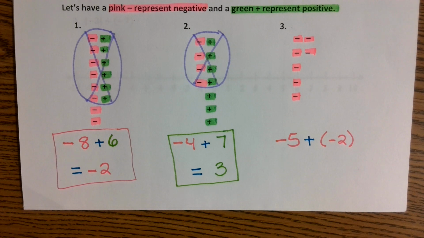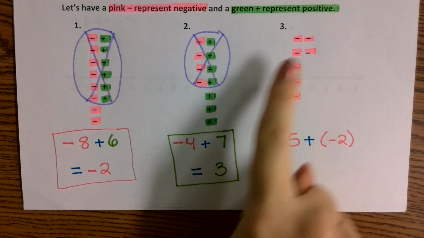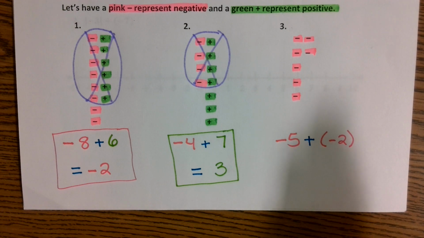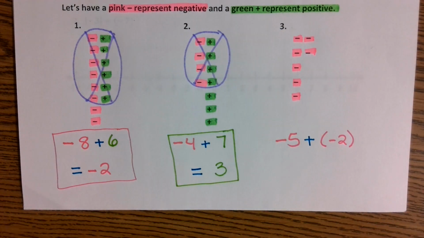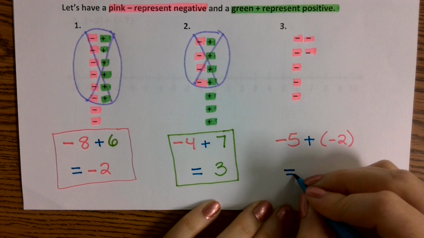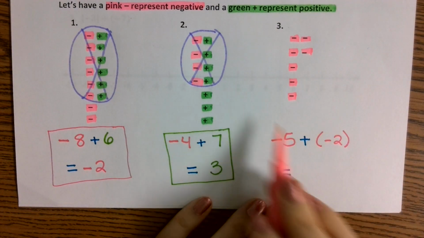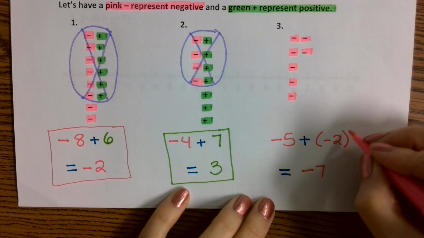Okay, do I have any 0 pairs? Remember, a 0 pair has to be a negative and a positive. So do we have any positives up here? So can we have any 0 pairs? No. So there's nothing that we can zero out, nothing that we can cross off. So that means our final answer is just going to be what? -7. We have a total of 7 negatives here. -7.